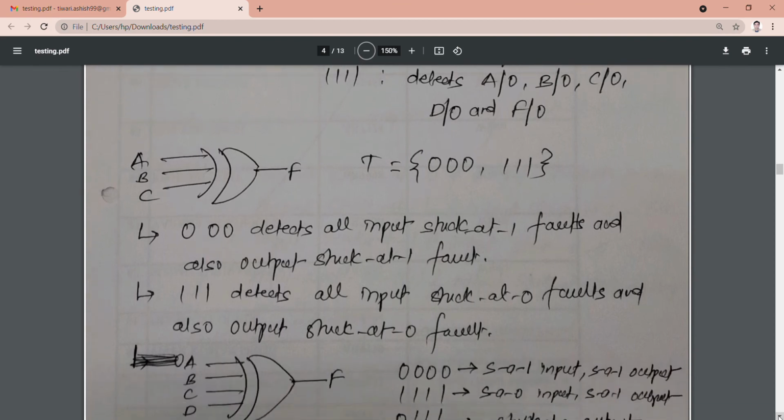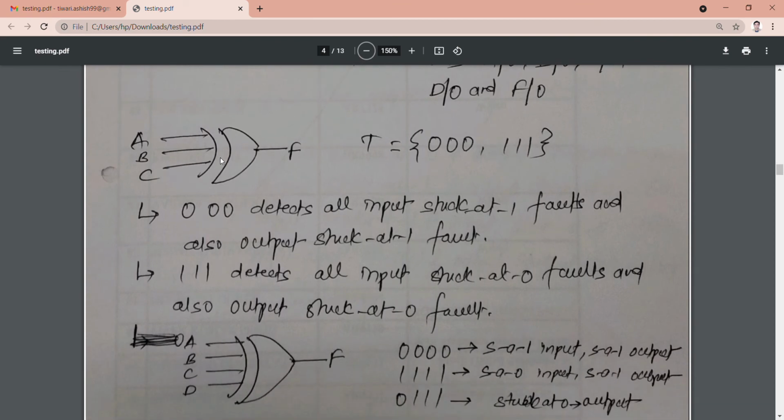Now here we will talk about the XOR gate. This is a 3 input XOR gate, and only 2 test vectors are sufficient to test this particular 3 input XOR gate. How? Suppose we apply 0 0 0 here. It will detect all input stuck at 1 faults and also the output stuck at 1 fault. Suppose I apply 0 0 0 here, it will give output as 1 because this is the XOR gate. If there is any stuck at 1 fault, whether it is at A, B, or C, your output will become 0, is it not?